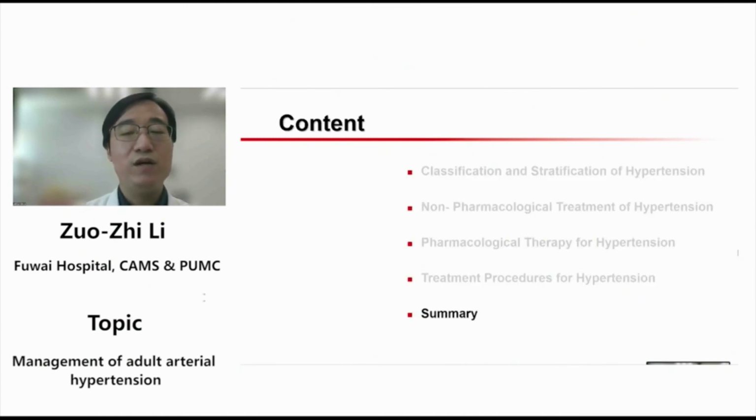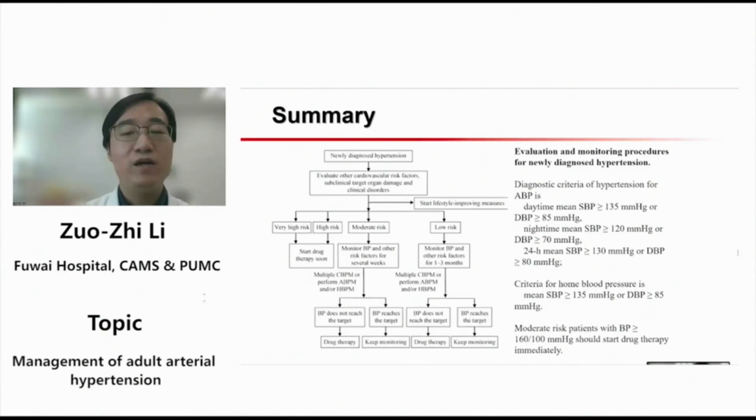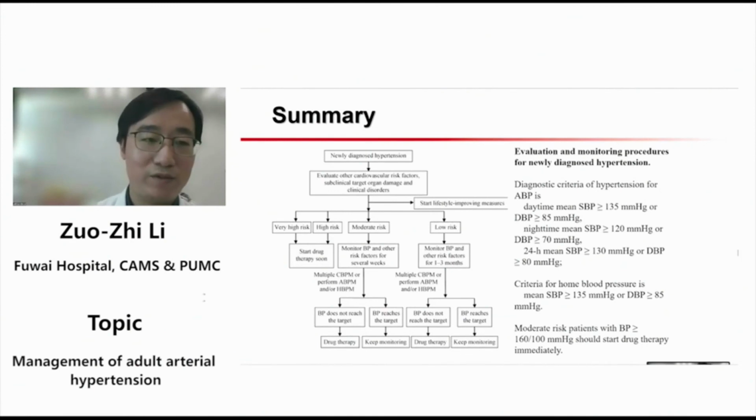So, if a patient is newly diagnosed with hypertension, then we should evaluate patients' cardiovascular risk factors, their target organ damage, and also clinical disorders, so as to stratify patients into categories of very high risk, moderate risk, or low risk. If a patient is classified as very high risk or high risk of CVD, then we should start the antihypertensive drug therapy as soon as possible.